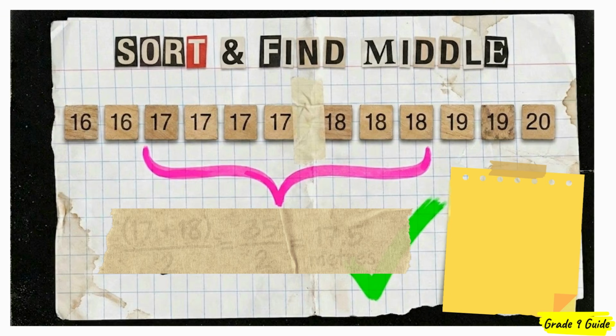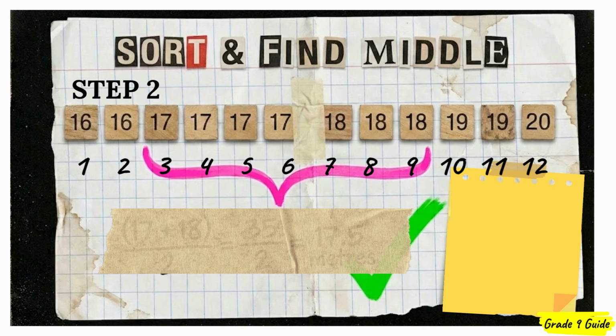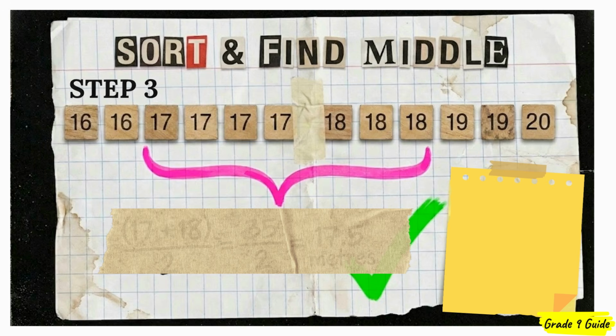Step by step, do this in your exam. Step 1. Put the values in order from smallest to largest. Always check, they aren't always given in order. Step 2. Count the total number of values. 12. Even number confirmed.